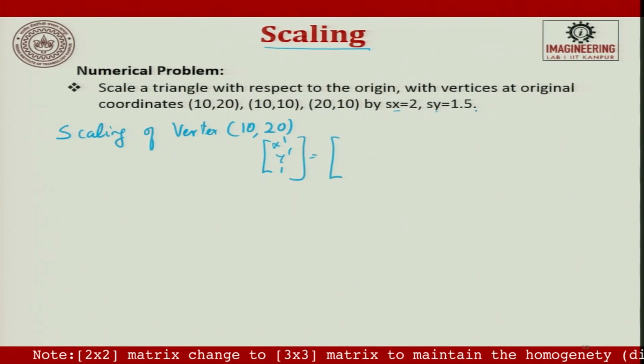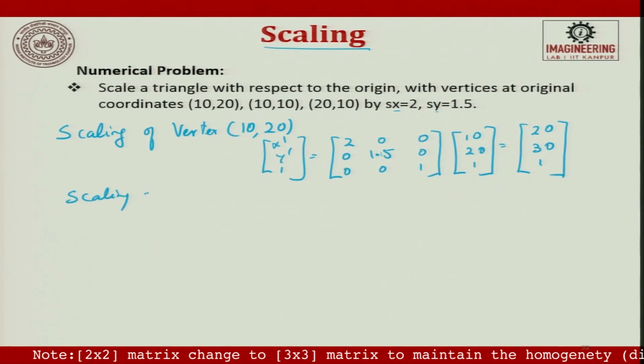So, you are trying to take the scaling matrix, that is [2 0 0; 0 1.5 0; 0 0 1]. If you want to scale only in x, this value becomes 0; only in y, this value becomes 0; for both, the same values apply, whatever the case I have said, multiplied by (10, 20, 1). So, you will get the answer 20, 30 and 1.